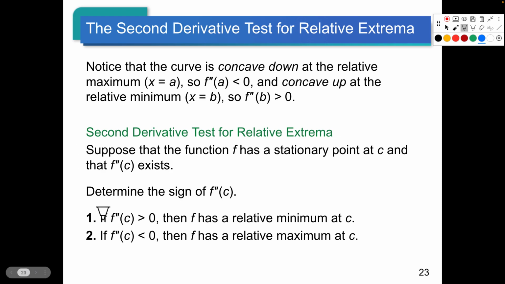Again, just more verbiage. If the second derivative is greater than 0, which means it's positive, then we have a relative minimum. If the second derivative is less than 0, it means we have a negative, meaning the second derivative is negative, then we have a relative maximum. So this one visually would look like this. Negative gives us a frown, gives us a maximum. Positive second derivative gives us a smile, gives us a minimum.